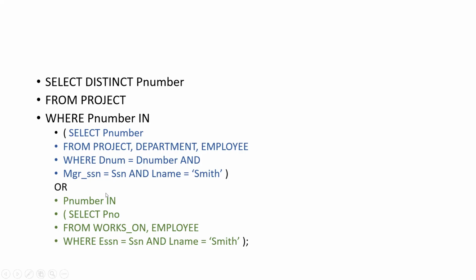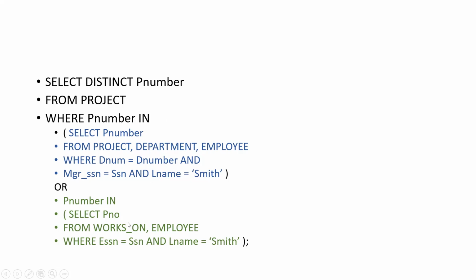The first inner query is: select P number from project, department, employee, where D number equal to D number and manager SSN equal to SSN and last name equal to Smith. In this, we are selecting the project numbers in which the employee Smith is working as a manager of some department. And in the second query, that is select P number from works on, employee, where ESSN is equal to SSN and last name equal to Smith. In this, we are selecting the project numbers of projects in which employee Smith works as a normal employee.